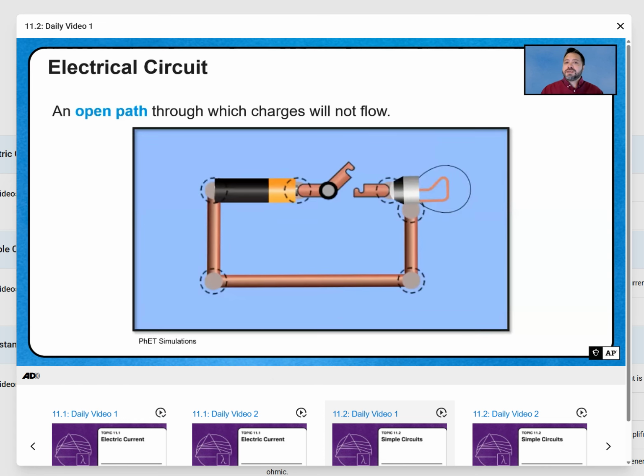So we have an electric potential difference from the battery, but that voltage is not high enough to push the charges through the open switch. The air is not as conductive as the wire, and so this is considered an open path because we don't have a conductive loop. We would need a much stronger battery in order to make this a closed loop to push the charges through the air.